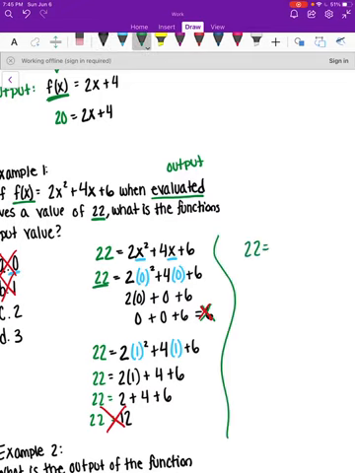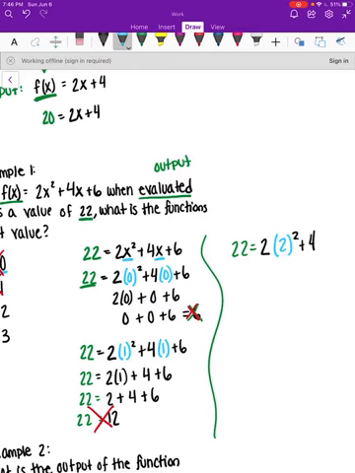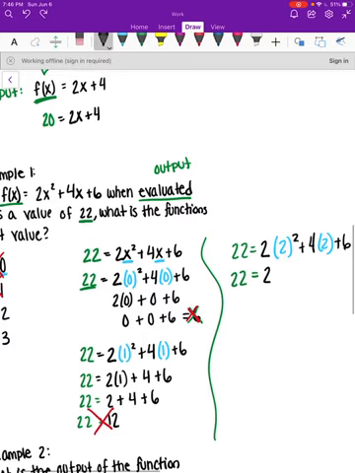22 equals 2. Now I'm going to plug in 0 to these x's. Plus 4 times 2, because we're trying 2, plus 6. 22 equals, okay, 2 squared is 4. So I have 2 times 4, because you want to do that exponent first. 2 squared is 4. 4 times 2 is 8, and then plus 6.